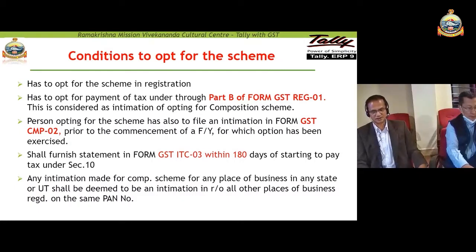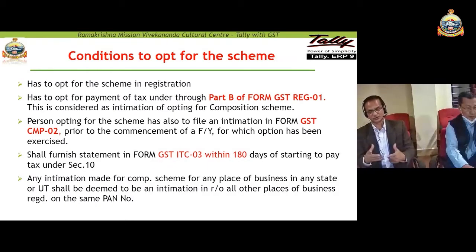There are certain formalities. One of them is that he has to submit a statement in form GST ITC-03 within 180 days from starting to pay tax under the composition scheme. And any intimation, supposing somebody has opted for the composition scheme in Meghalaya, and he has business in Assam, Mumbai and Delhi, then one option in Meghalaya would be considered as an option for all the businesses outside the state, throughout India, wherever he has a business against the same PAN number. All these establishments also come under the composition scheme.